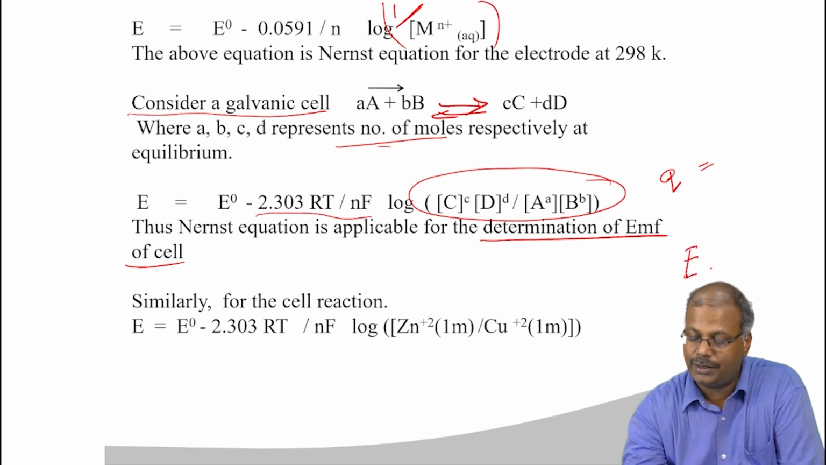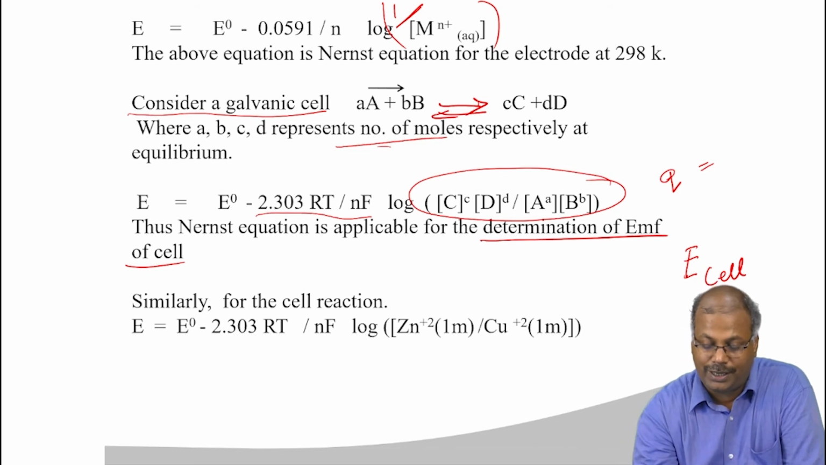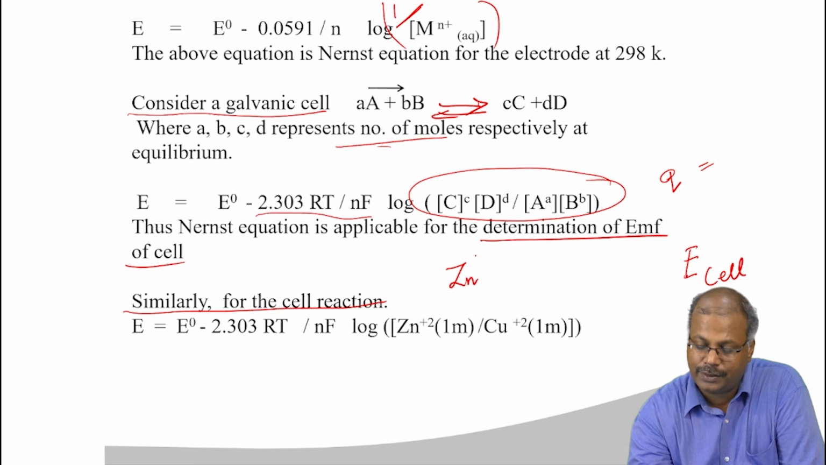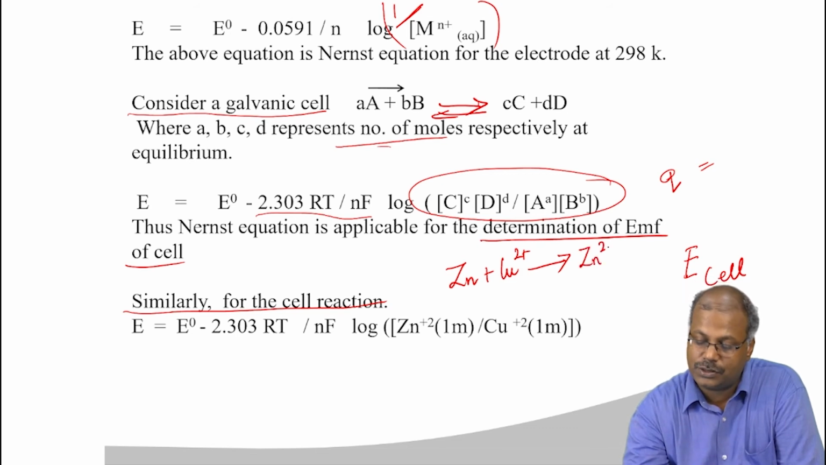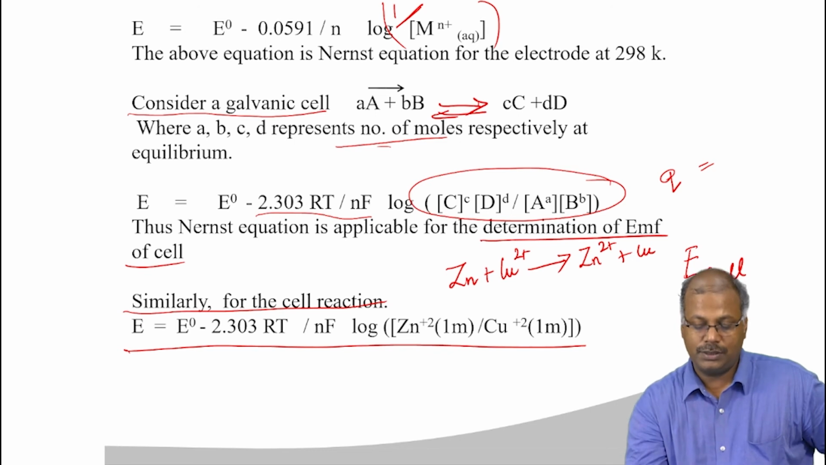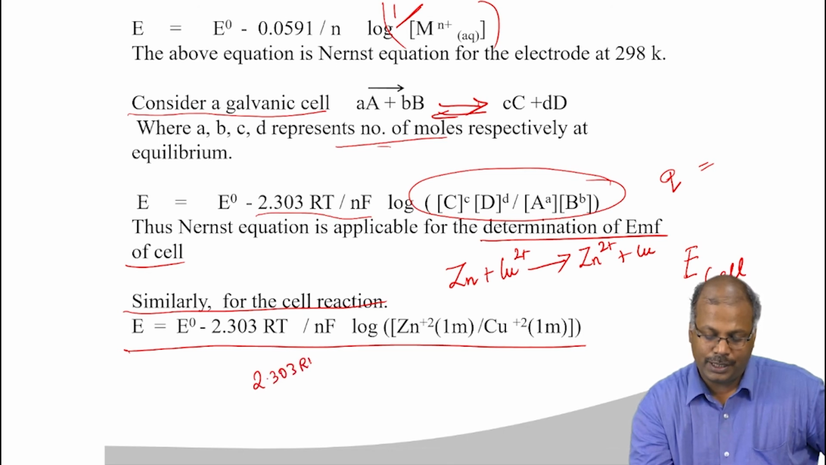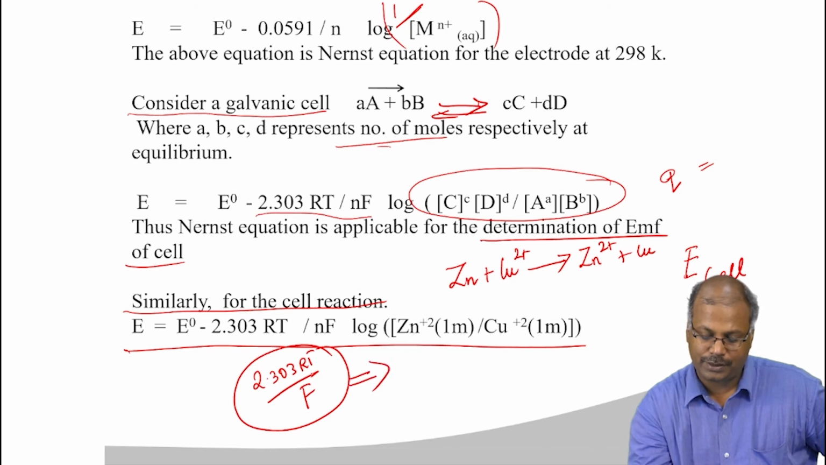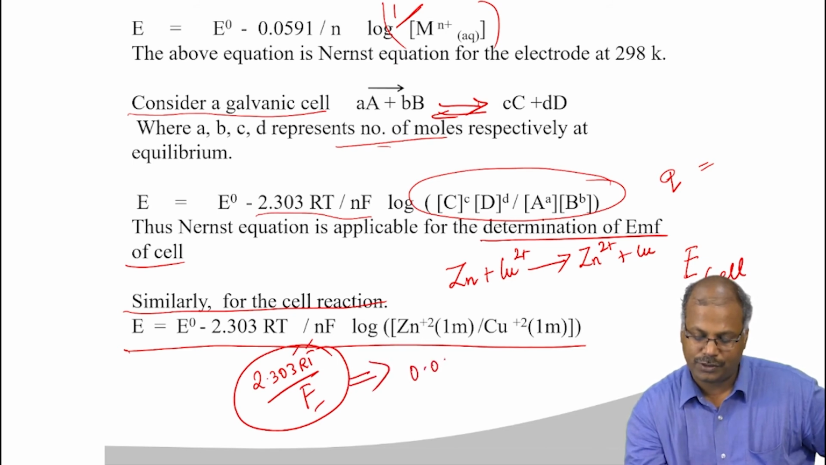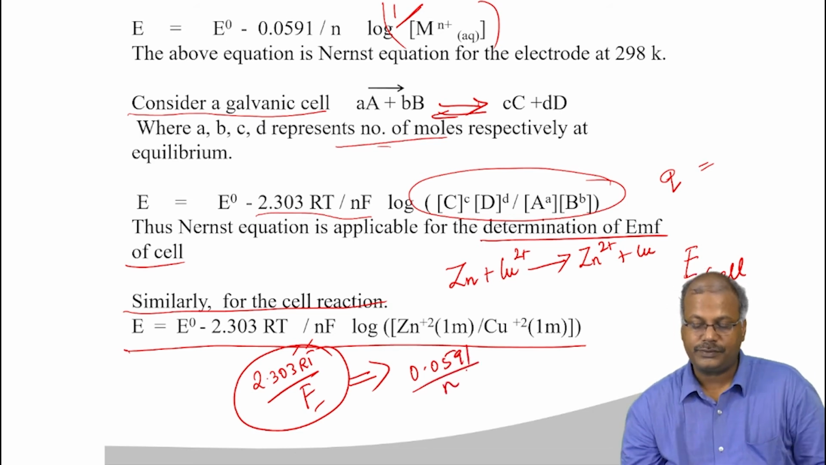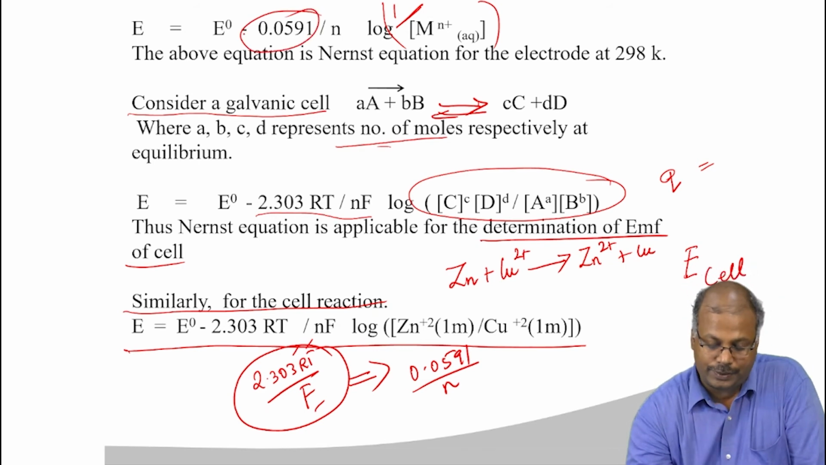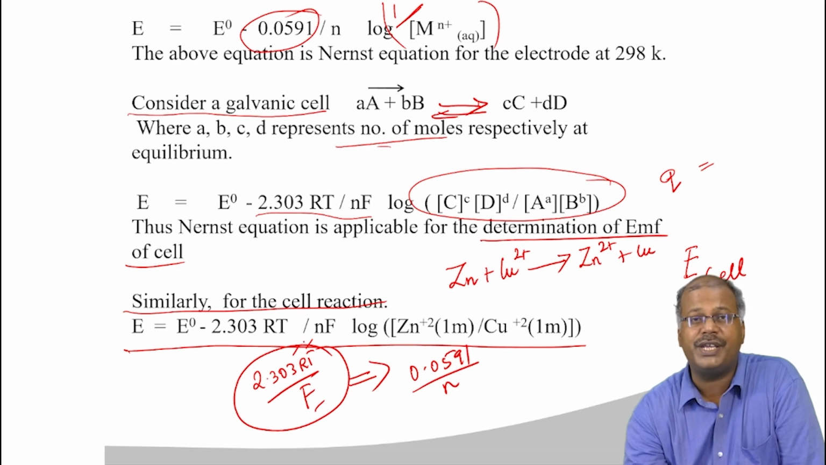Which we normally write like this, E cell, or electromotive force. Similarly, for a cell reaction, for example zinc plus copper 2 plus, this is the zinc-copper electrochemical overall cell reaction, giving zinc 2 plus plus copper. For this we will write the Nernst equation like E is equal to E naught minus 2.303 RT by nF log of the concentration of zinc 2 plus, 1 molar, by copper 2 plus, 1 molar. See, this 2.303 RT by F can be substituted. This is constant, this is constant, this is constant, which gives 0.059 by n. The n is varying from reaction to reaction. n can vary, but the other things are all constants.